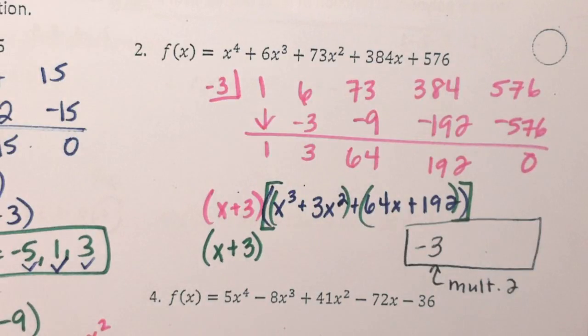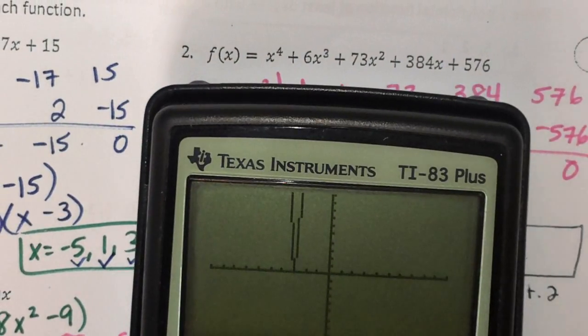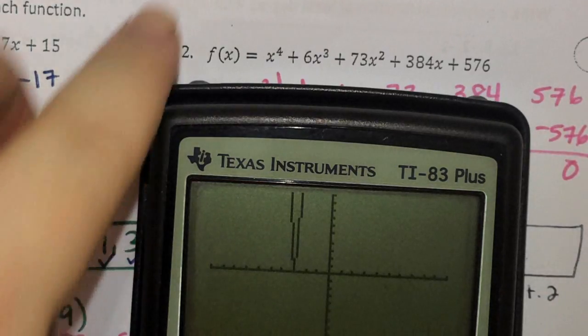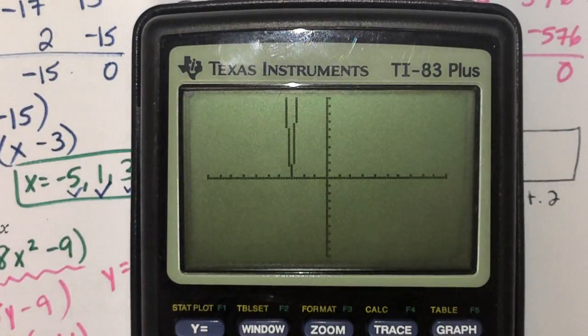Okay, so we were here yesterday. We knew we had something to the fourth power. We knew it had a leading coefficient of 1. So since it was to the fourth power and had a leading coefficient of 1, we thought, hey, this is going to be a W. And then when we pressed graph, we were real sad because that is not a W. That looks just like a U.